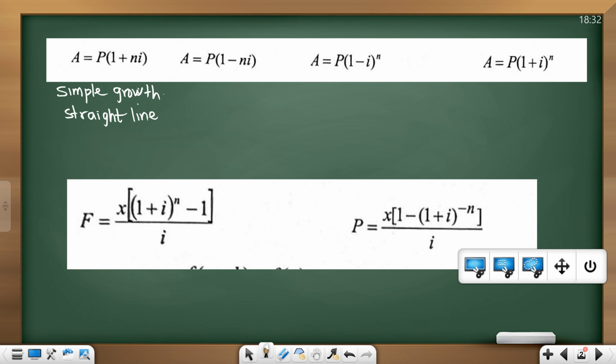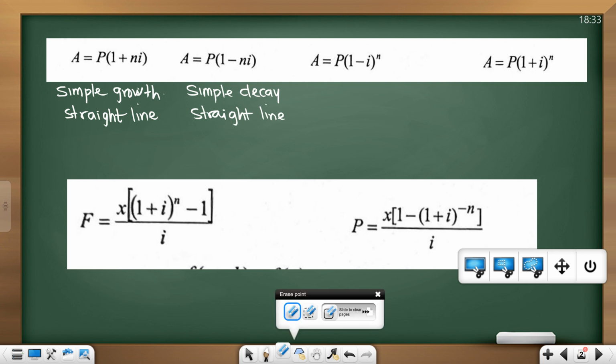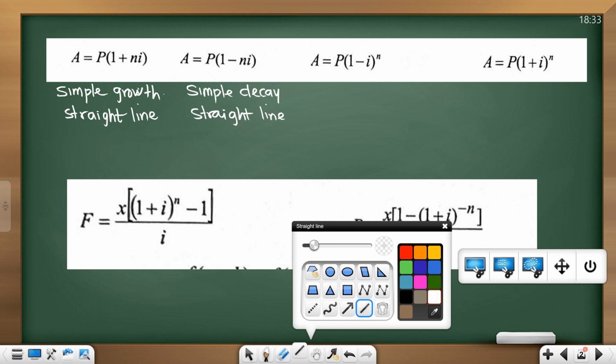Next one, what will it be? Simple decay or decrease. Also, the examiner can use a straight line. Once I say that, you know what it means? It takes you back to functions quickly.